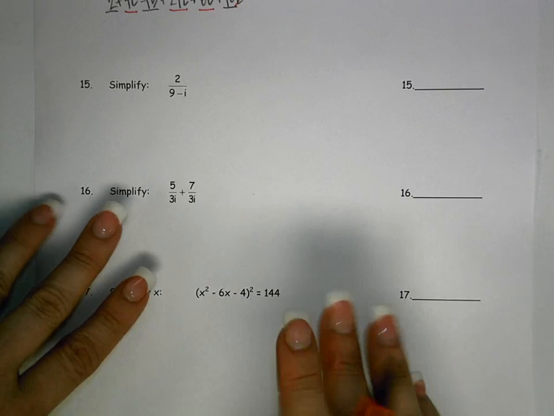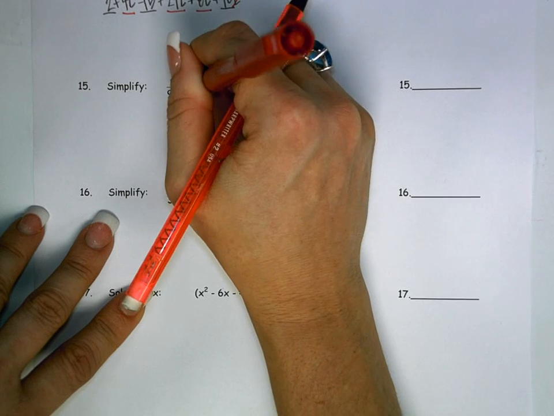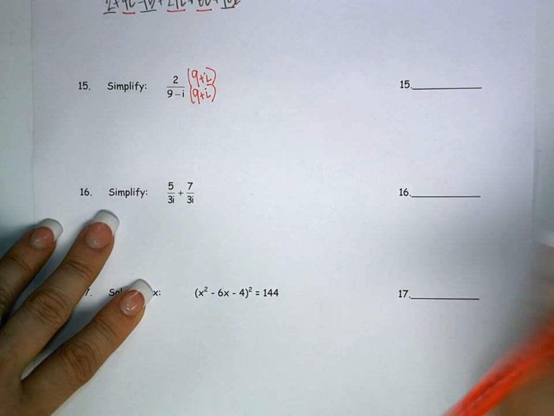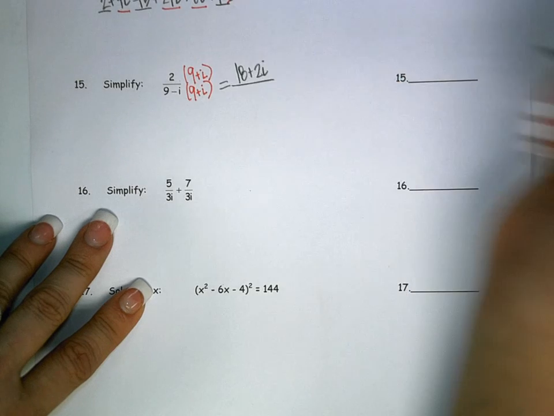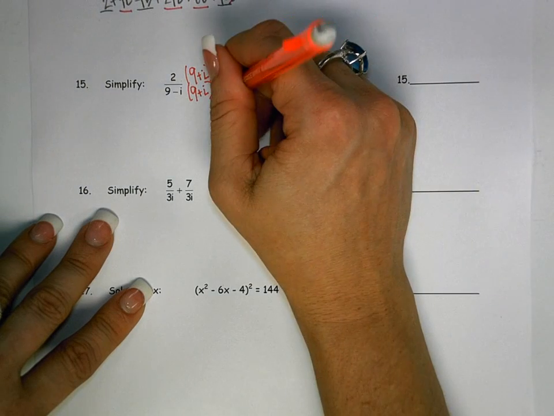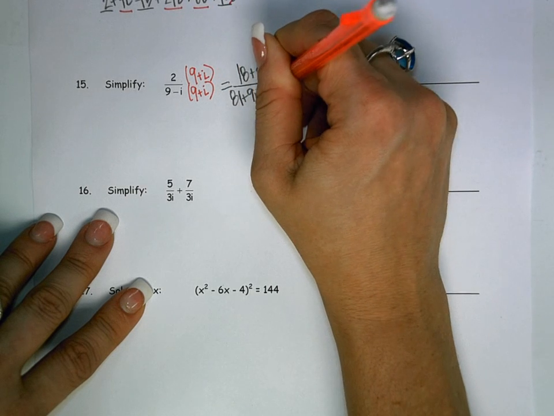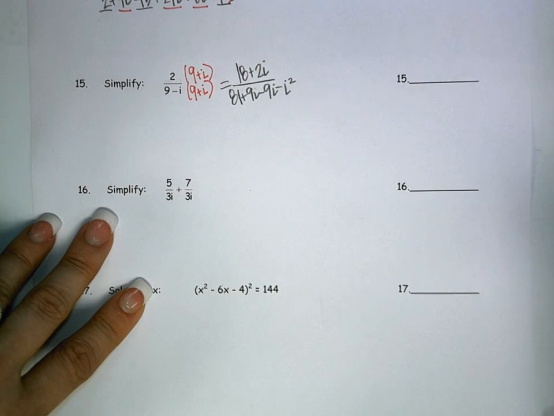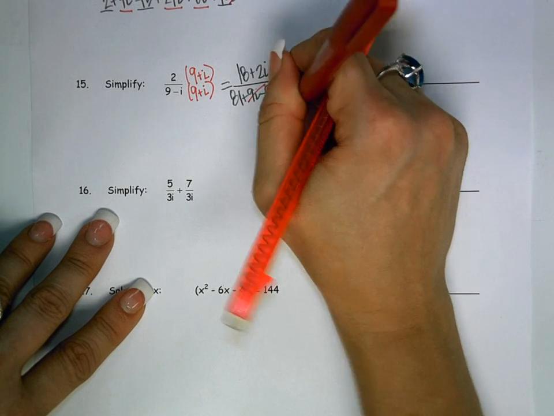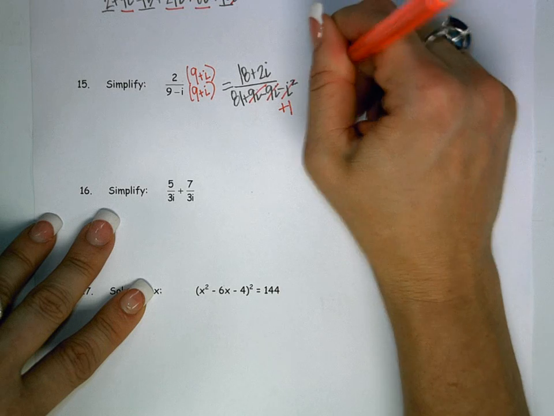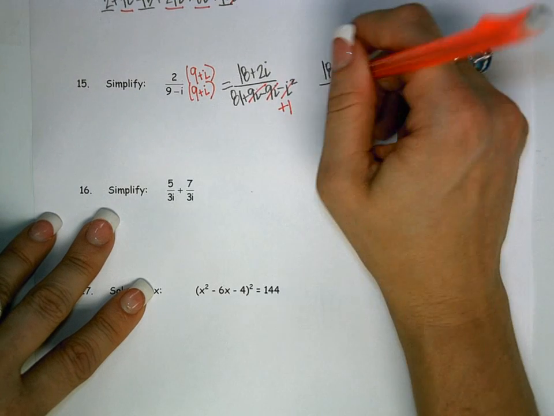For number 15, to get rid of this, you multiply by the conjugate. Conjugate is 9 plus i. Remember, we're only changing the middle sign. So distribute in the numerator, 18 plus 2i. FOIL in the denominator, 81 plus 9i minus 9i minus i squared. The 9i's cancel each other out. Negative i squared becomes a plus 1. So we have 18 plus 2i over 81 plus 1 is 82.